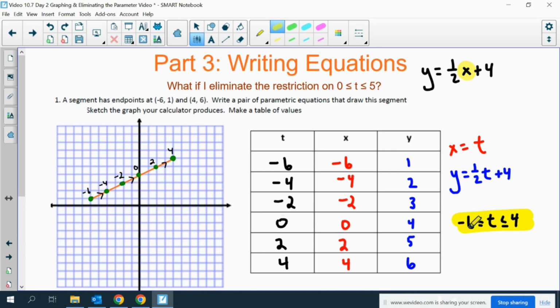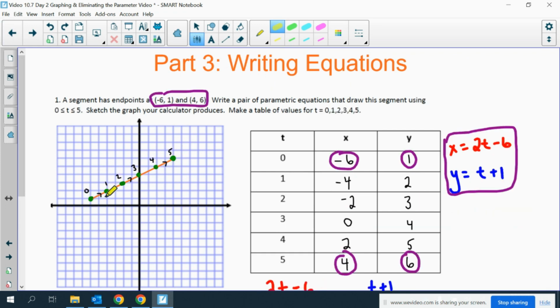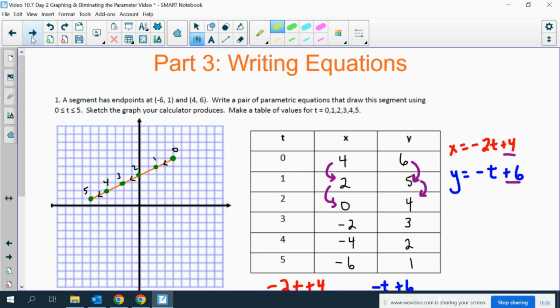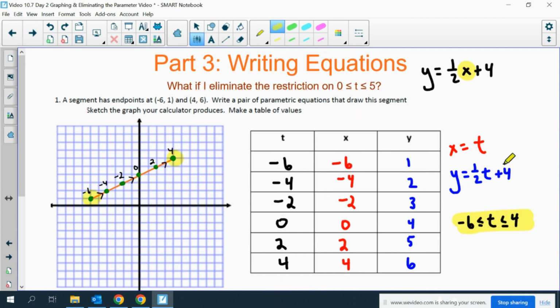And that's going to make my t values very different. So my t values would start at -6 and go up to 4. So notice what's going to happen here is that it's still going at a constant rate, but it's going to take 10 units of time to get from start to finish instead of 5 units of time. So essentially what happens is, if I do this, it makes the graph go slower by a factor of 2.